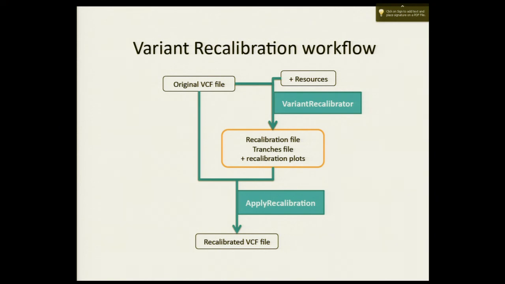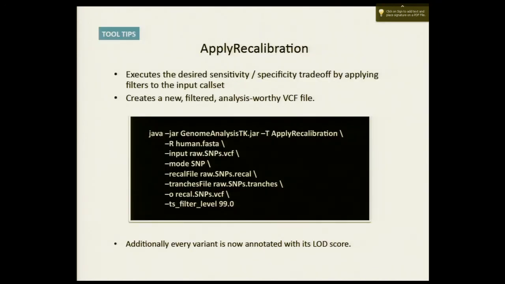The output of the variant recalibrator procedure are these files that we talked about, plus the plots. Then you simply feed those in with your original call set and run the apply recalibration procedure. What comes out is your final call set with confidence scores assigned to every variant. That's very simple. You feed in the recal file and the tranches file, and the output is your analysis-ready VCF file where everything's good to go.